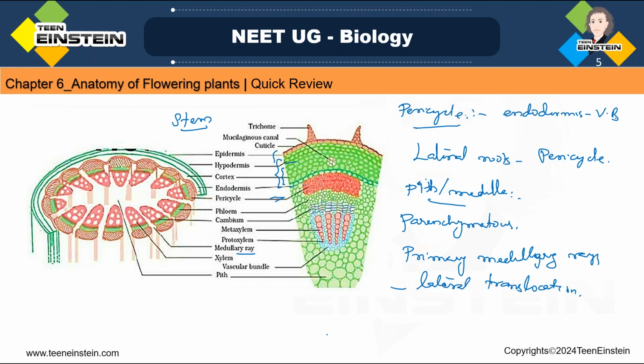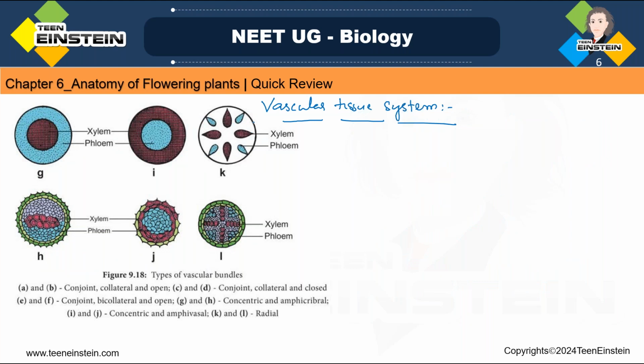Here, the central cylinder of the shoot or the root, which is surrounded by the cortex, is called the stele. The number of vascular bundles formed inside the stele will vary, and it may be of different numbers, and the bundles formed inside the stele form the vascular tissue system.